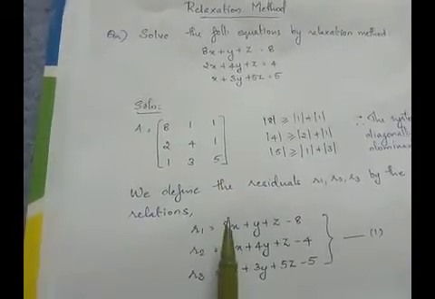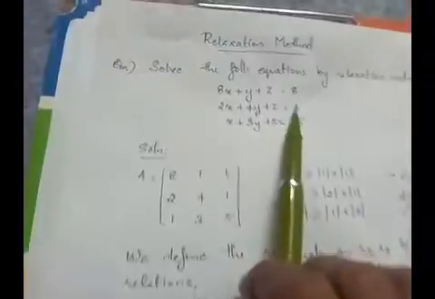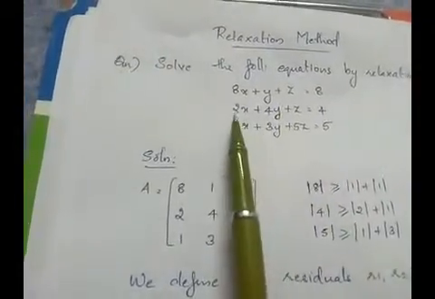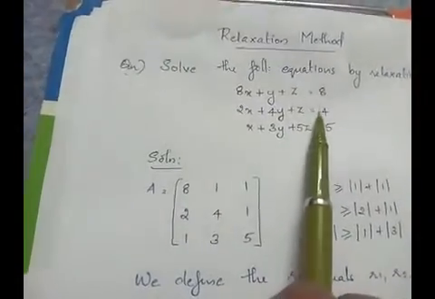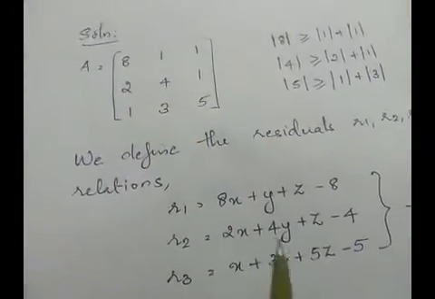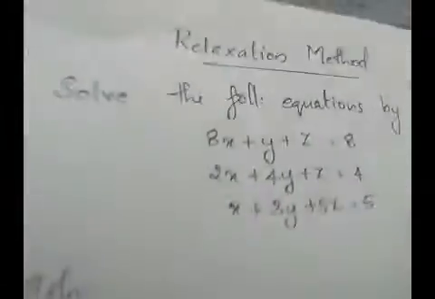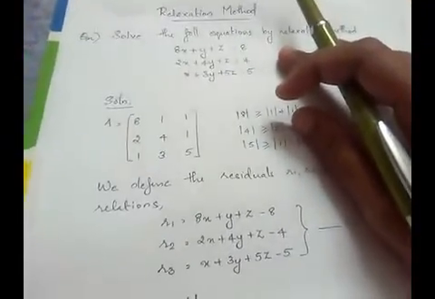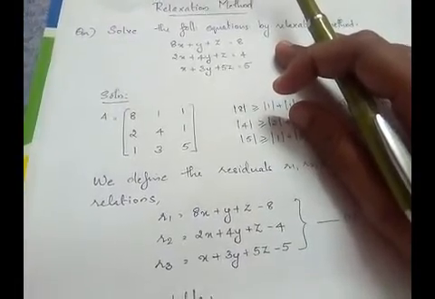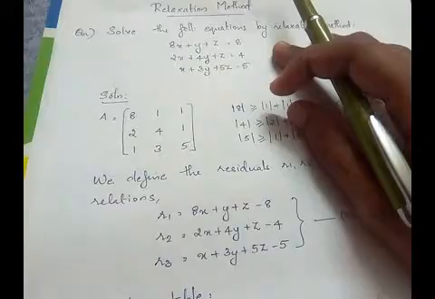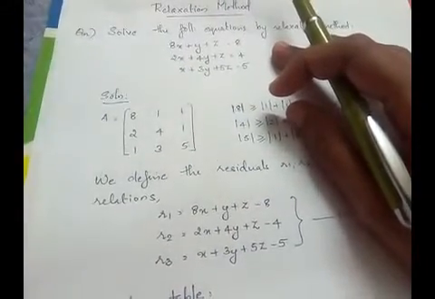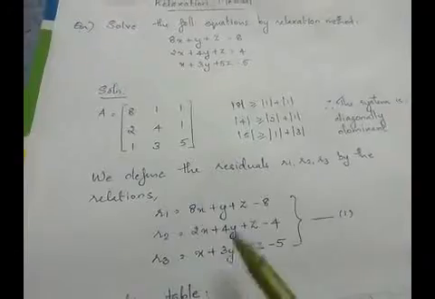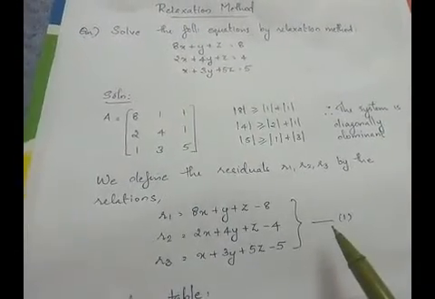Now in the second equation, while moving 4 to the left side, I will get 2x plus 4y plus z minus 4 is equal to R2, which is written as R2 equal to 2x plus 4y plus z minus 4. In this way, the third equation can also be written as x plus 3y plus 5z minus 5 equal to R3, which is written as R3 equal to x plus 3y plus 5z minus 5, and mark this residual system as an equation.